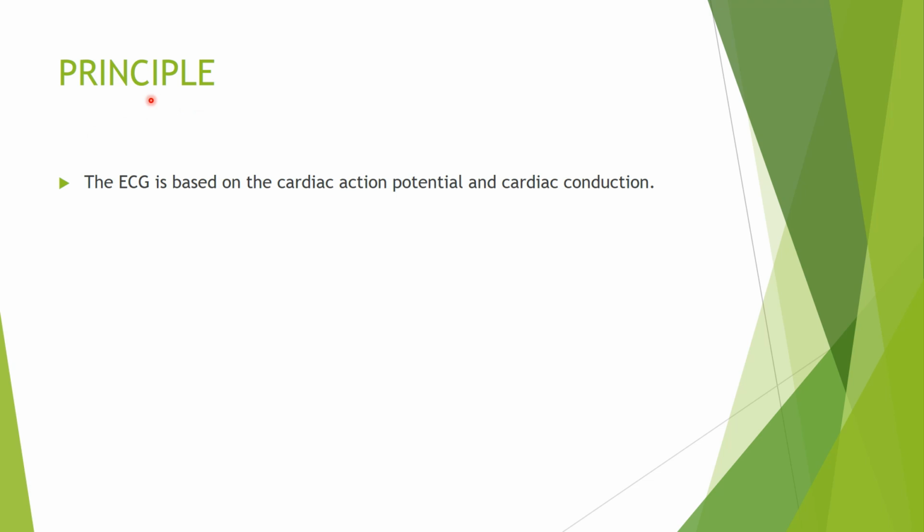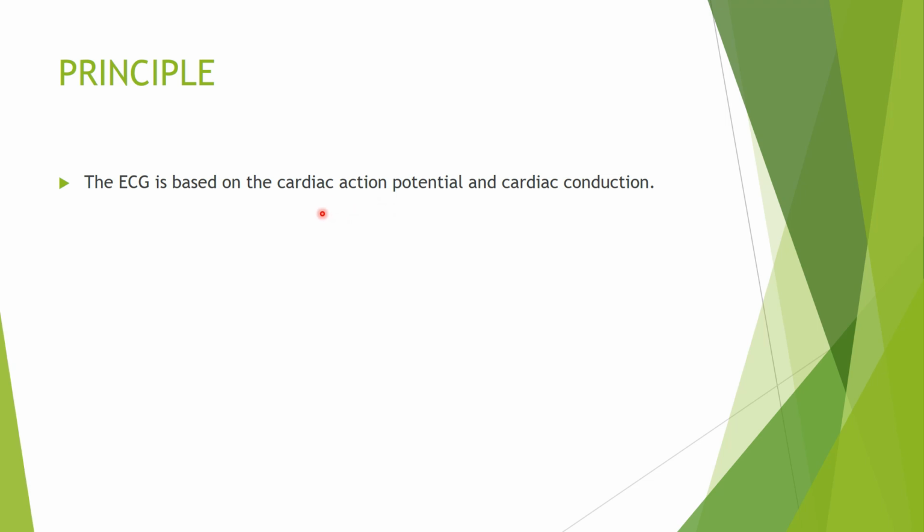Next we can see the principle behind ECG. The ECG is based on the cardiac action potential and cardiac conduction. What is cardiac action potential? Cardiac action potential is a brief change in the voltage that occurs across the membrane of the cardiac cells, the cardiomyocytes. This cardiac action potential is mainly caused by the movement of the charged ions between inside and outside of the cell through the ion channels.